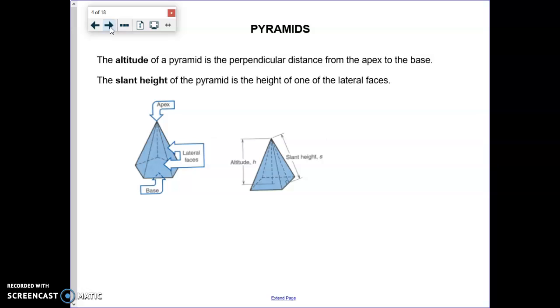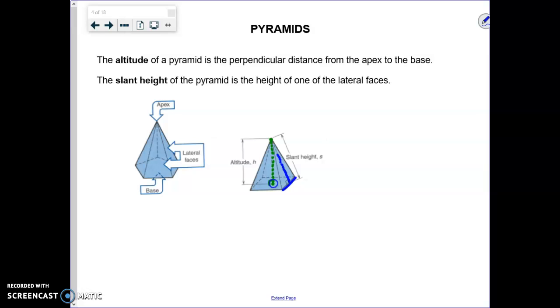Now, in a pyramid, the altitude is the distance from the base perpendicular to the apex. Again, it has to be perpendicular. It has to form a right angle with the base. Okay? That's the altitude. Think of it like a tent. It's the post at the center of the base of the tent that holds the sides of the tent up at a single point.